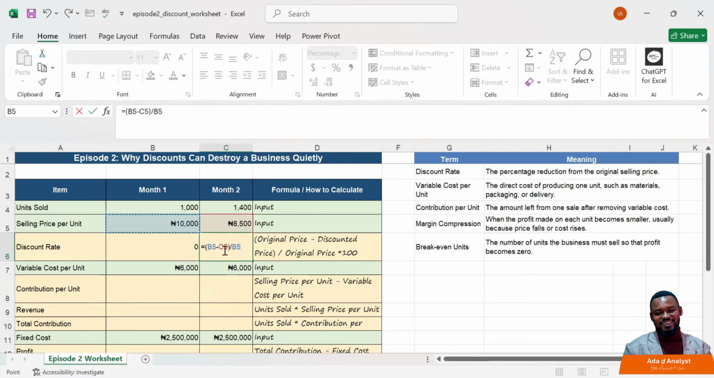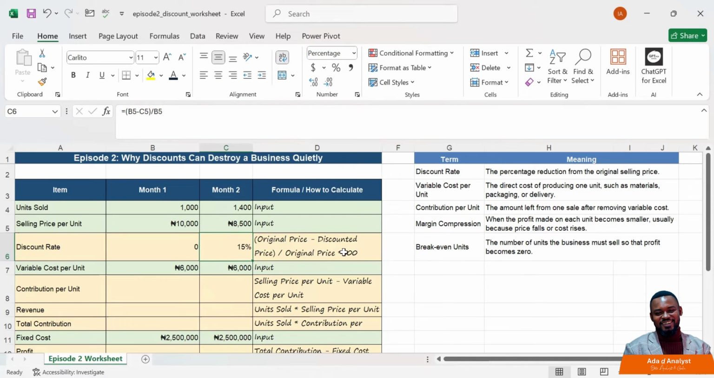But again, let's go over it so that we see. We said original price, which is 10,000, minus the discounted price, which is 8,500, in brackets, because we want to get the answer of this divided by our original price, right? Let's hit enter. So we already formatted it here to be percentage, and that is why it immediately says 15%.